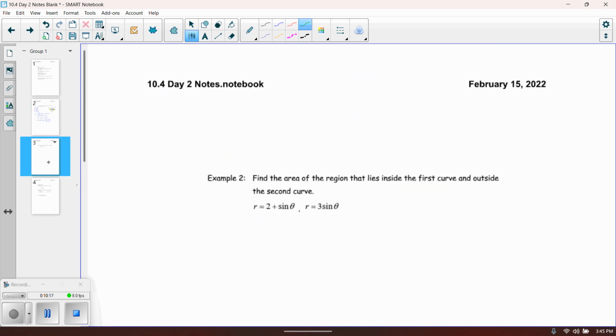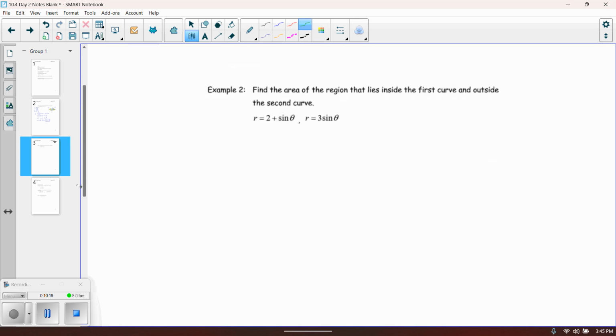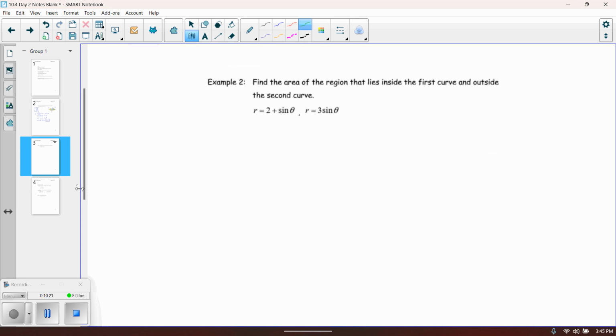All right. Second example. We want to find the area of the region that lies inside the first curve and outside the second curve. So the first curve is a cardioid. It doesn't say that, but it is. When we graph it, this is one of the reasons why I want to do this one, because you have to see the graph and it's not easy to tell it's a cardioid. Second one is just a circle. That one should make sense because it's a singular angle. It's 3 sine of theta. It should be sitting up on top of the x-axis.